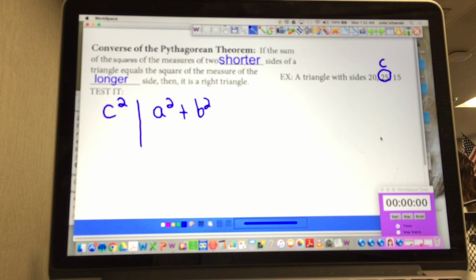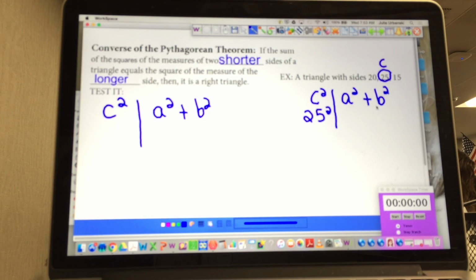Now, we did last semester that 2 sides always have to be longer than the third side. So let's make sure this triangle even exists. 20 plus 15 is 35. That's bigger than 25, so this triangle is good. It exists. Okay, so we're going to start off with the C squared. You don't have to write this every time. You just have to do this order, but I'm going to write it so you know where all the numbers are coming from. So I'm going to try 25 squared on this side.